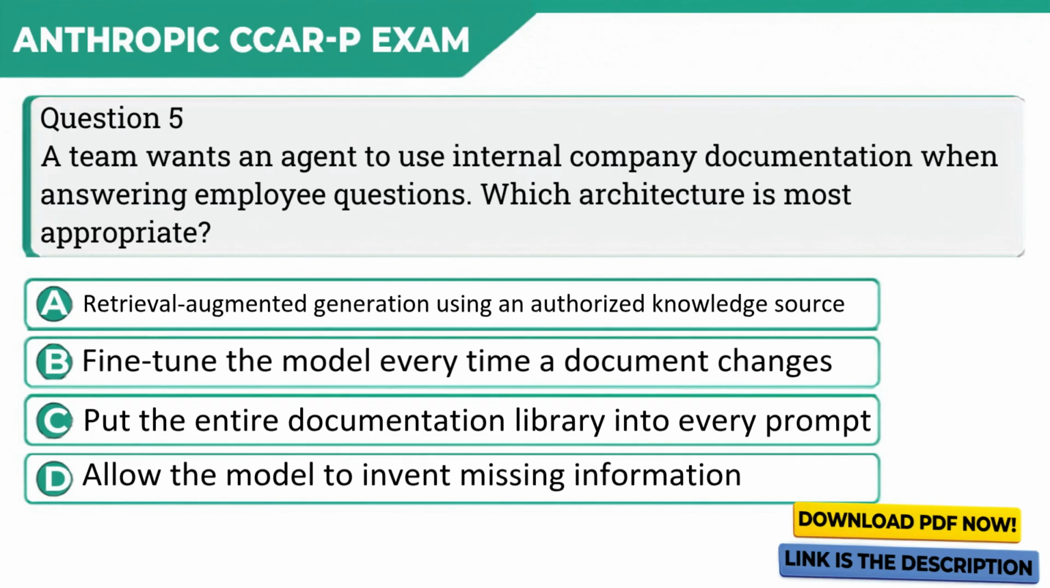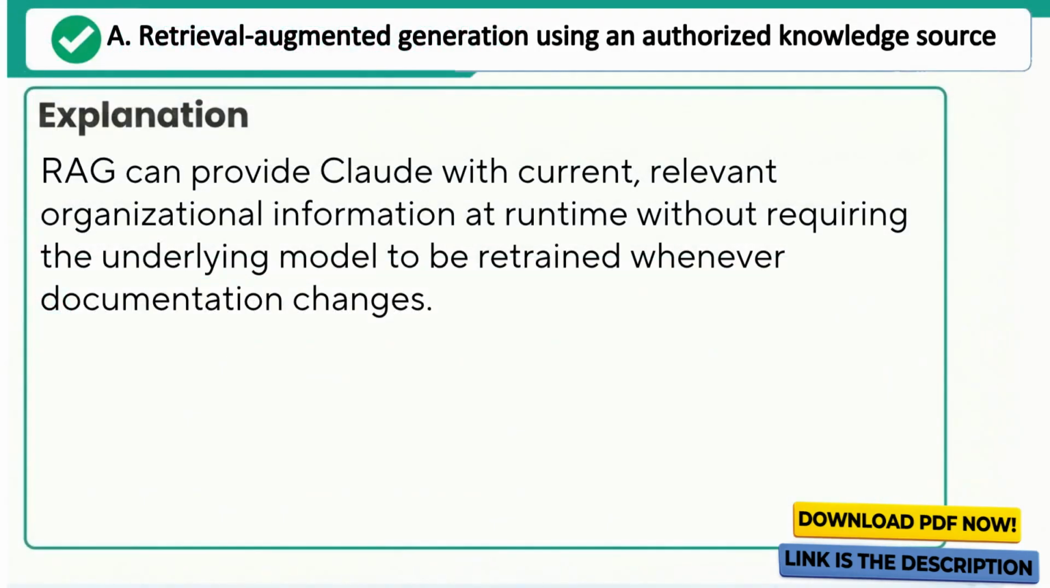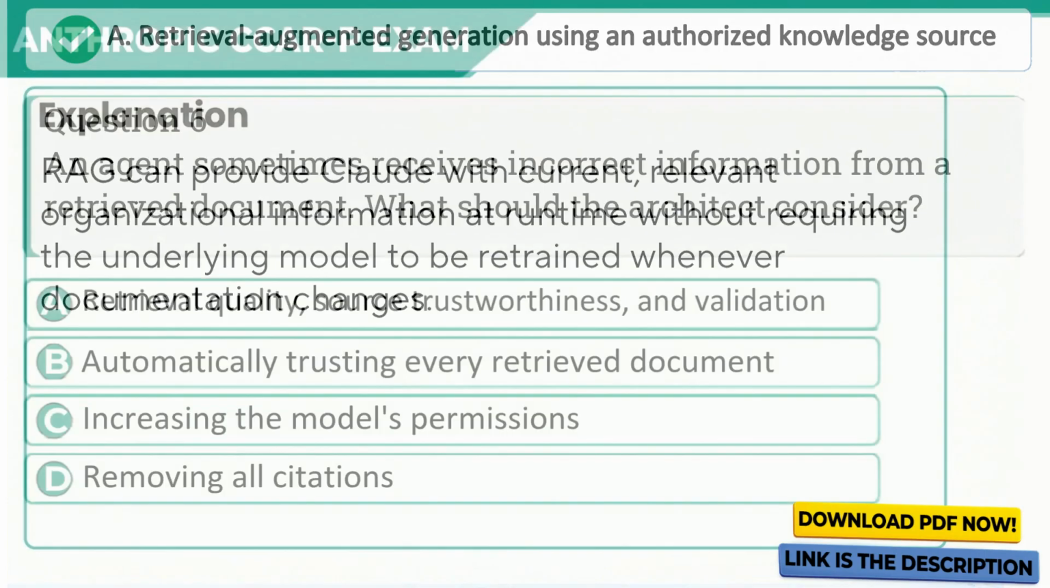A. Retrieval augmented generation using an authorized knowledge source. B. Fine-tune the model every time a document changes. C. Put the entire documentation library into every prompt. D. Allow the model to invent missing information. Correct answer, A. Retrieval augmented generation using an authorized knowledge source. Explanation: RAG can provide Claude with current, relevant organizational information at runtime without requiring the underlying model to be retrained whenever documentation changes.